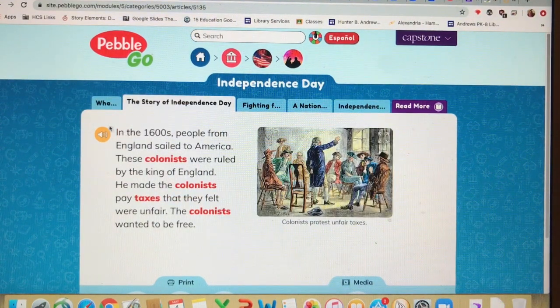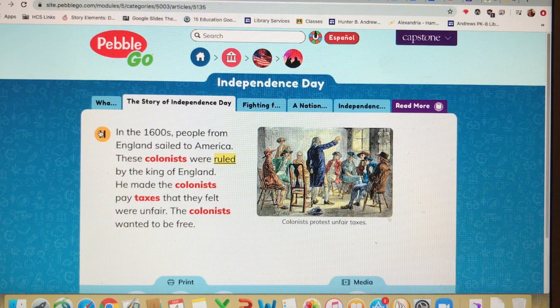The story of Independence Day. In the 1600s, people from England sailed to America. These colonists were ruled by the King of England. He made the colonists pay taxes that they felt were unfair. The colonists wanted to be free.